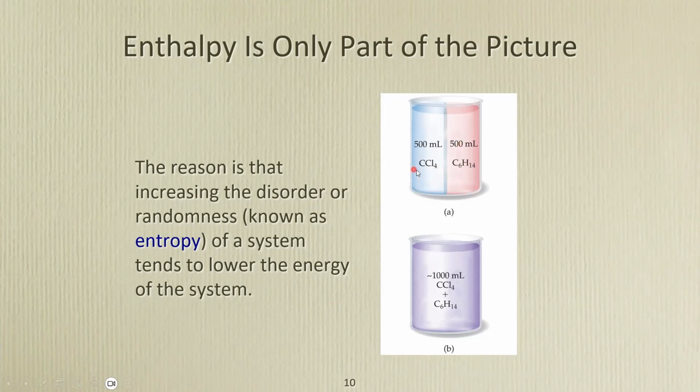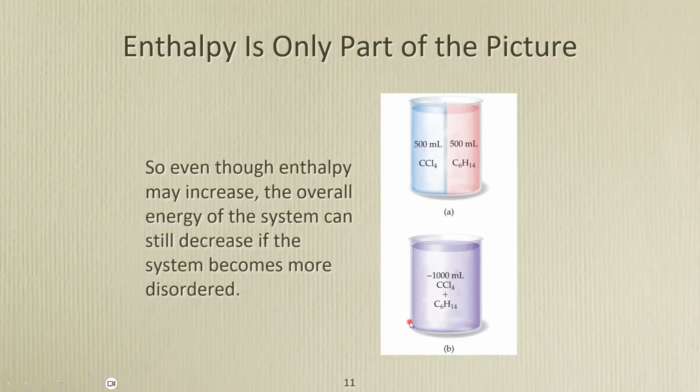If we're mixing 500 milliliters of carbon tetrachloride with 500 milliliters of hexane to make 1,000 milliliters, or just 1 liter, of the mixture here of this solution, we're going to be going from low entropy to higher entropy. So we're going to have even or split halves, I guess, into just the full mixture. So we're going to see an increase in entropy throughout this process.